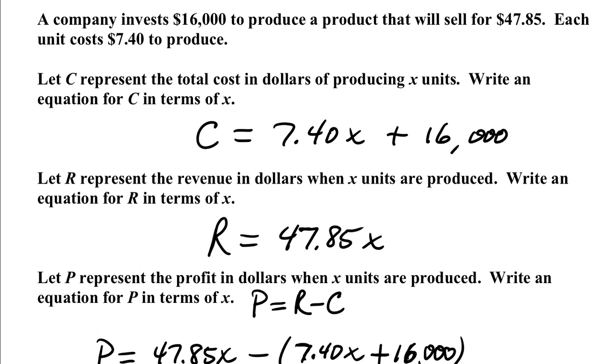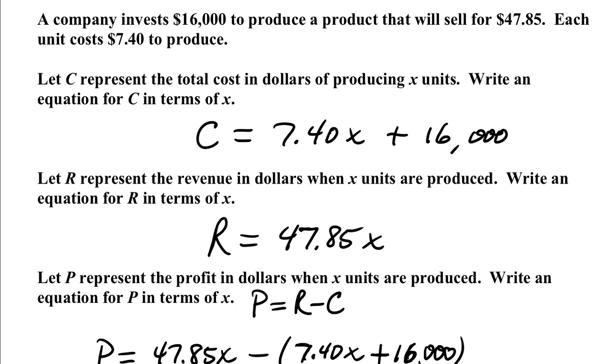Capital R is revenue. That's the money that will be coming in due to sales of a product. They're going to sell for $47.85 each, so your revenue will be 47.85x. Money going out versus money coming in.